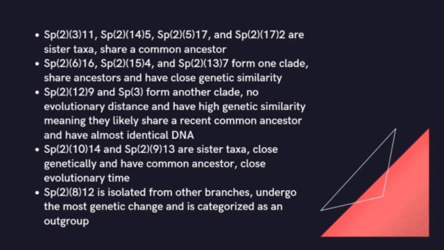Species 2 (10 14) and species 2 (9 13) are sister taxa because they are very close genetically and share a common ancestor in closer evolutionary time. Last but not least, species 2 (8 12) is isolated from the other branches and underwent the most genetic change. The species is categorized as the outgroup.